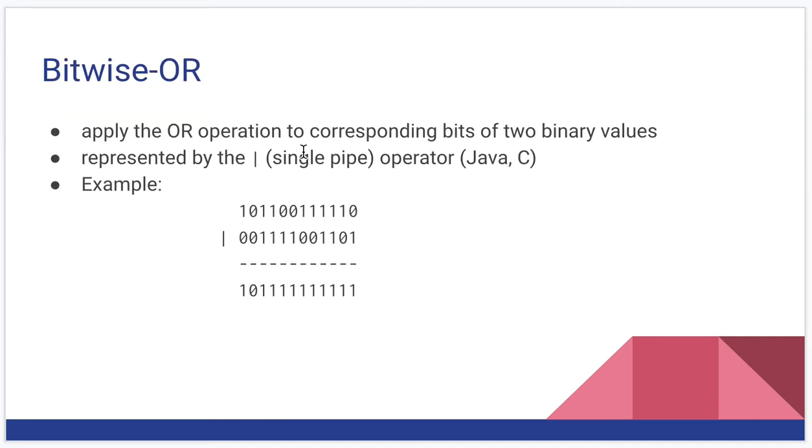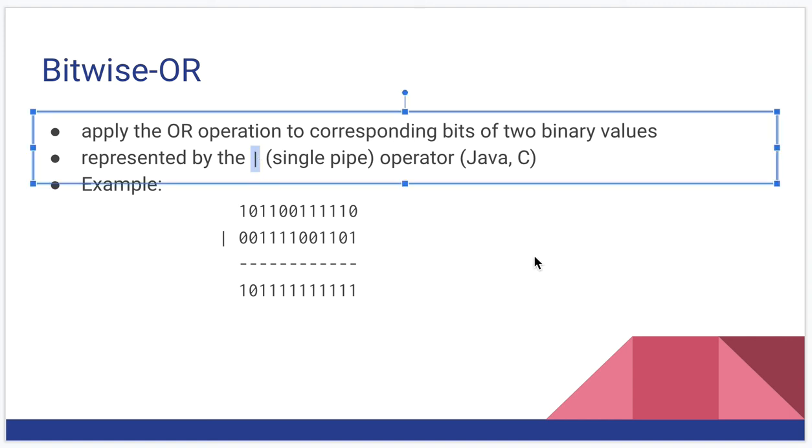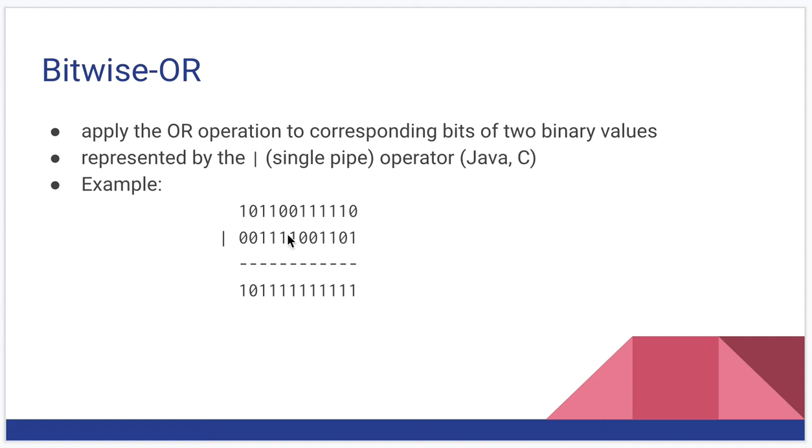Next up is the bitwise OR, and this is just like the bitwise AND, except now we're doing the ORs of the corresponding bits. It's represented by a single pipe character, and again, this works in Java and C. And so if we take those same two values, anywhere we have a 0 and a 1, we get a 1 if we OR them together. So there's a 1 and 0, which of course gives us 1. Any place we have a 1 and a 1, of course we get a 1. And the only place we actually get a 0 is if we have two zeros together.